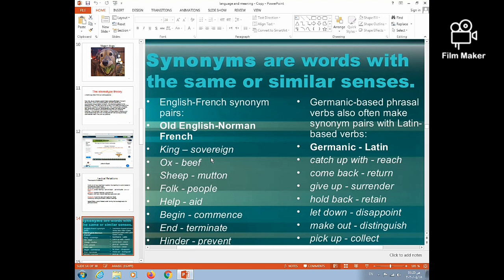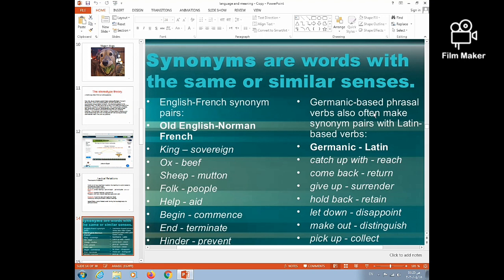So the words on the left are English, and on the right are French, and they coexist, as you see. And this adds to the richness of the English language. It's a wealth to the English language, you understand? So what happens is that borrowing from foreign languages can make lots of synonyms.